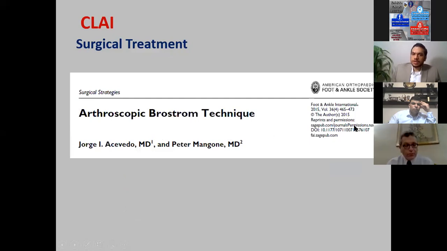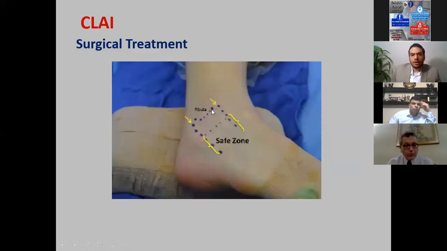Arthroscopic Broström technique also has been recently described. The landmarks: the distal fibula is marked, the anterior border of the peroneal tendons is also marked, the intermediate dorsal cutaneous branch is marked, and the extensor retinaculum is marked about 1.5 centimeters distal to the fibular tip.